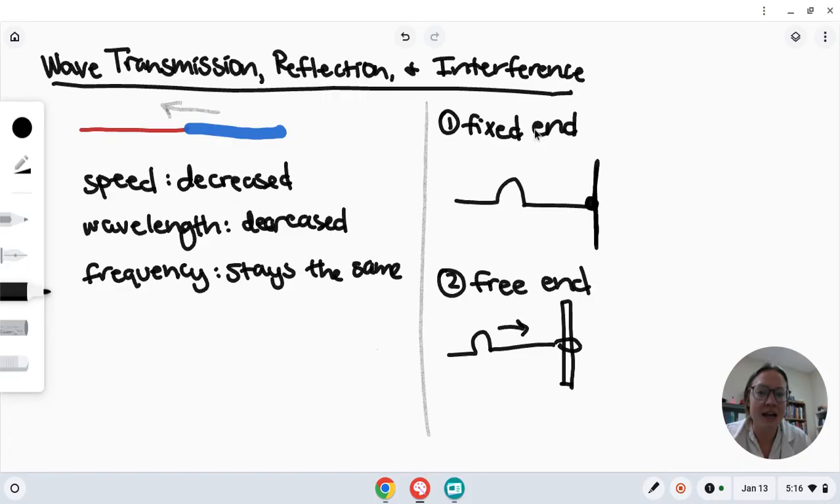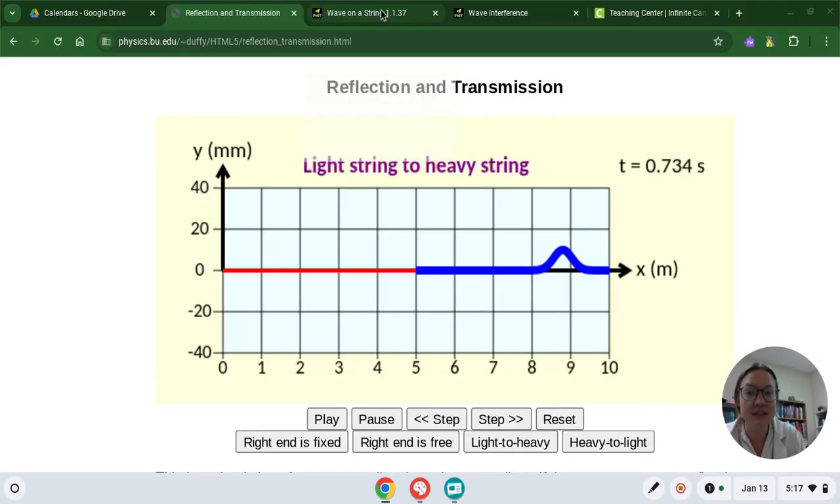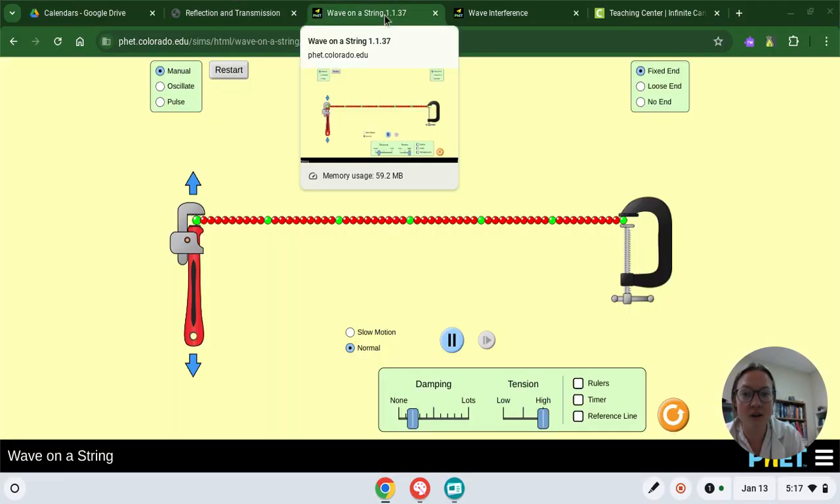That's the difference between a fixed end and a free end. Let's look at an example of what happens when a wave encounters a fixed end and an example of what happens when a wave encounters a free end. We're going to take a look at another simulation here, and this is a simulation that we actually already saw yesterday. Here we have a wave on a string.